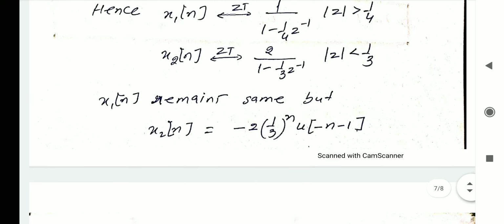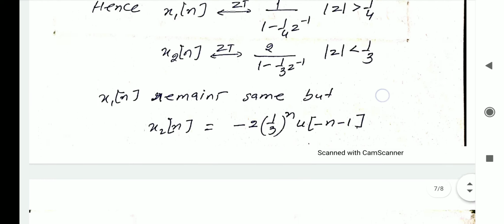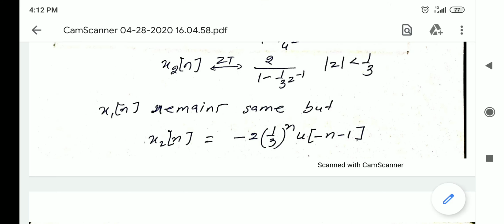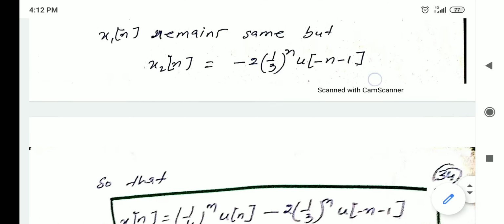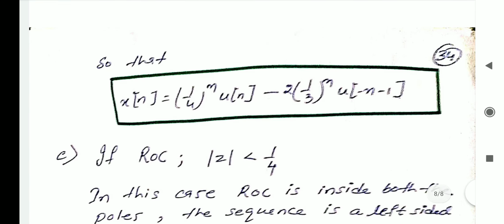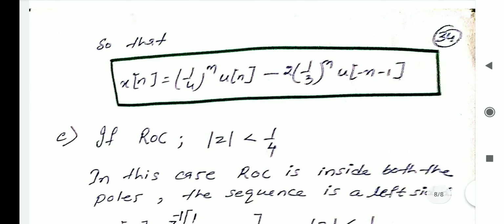Now x1(n) remains the same, but for x2(n), since mod of z is less than 1/3, this one will be a left-sided sequence. Hence the inverse of this will be minus 2(1/3)^n u(minus n minus 1). So finally we can write our x(n) as (1/4)^n u(n) minus 2(1/3)^n u(minus n minus 1).